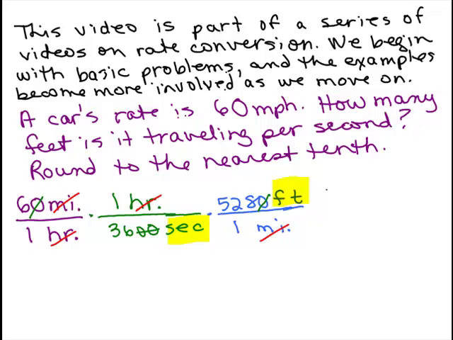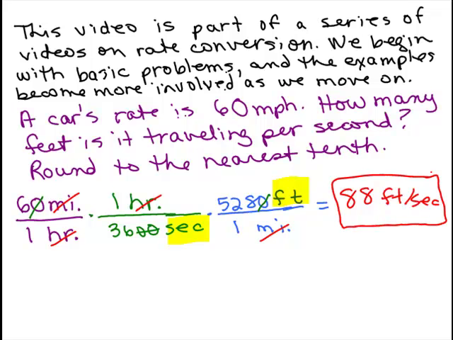And let's see, I got 88 feet per second. So you know what? I didn't even have to round. It was exactly 88 feet per second. So it's going pretty fast. In 1 second, a car is going 88 feet. That's why you got to be careful where you're driving 60 miles an hour, not on a residential road where kids could run out.